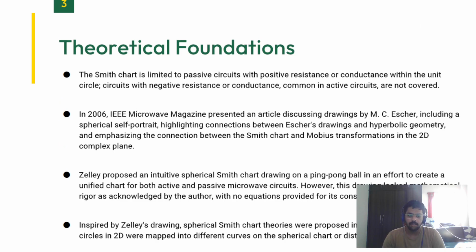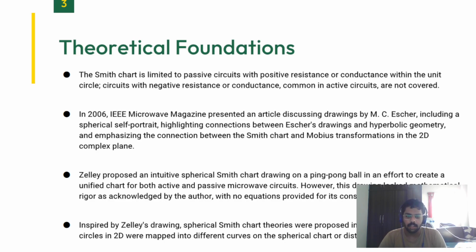Now, if we go to see the theoretical foundations, the Smith chart is limited to passive circuits with positive resistance or conductance within the unit circle. Circuits with negative resistance or conductance, common in active circuits, are not covered. In 2006, IEEE Microwave Magazine presented an article discussing the drawings by M.C. Escher, including a spherical self-portrait, highlighting the connection between Escher's drawings and hyperbolic geometry, then emphasizing the connection between the Smith chart and Mobius transformation in the 2D complex plane.